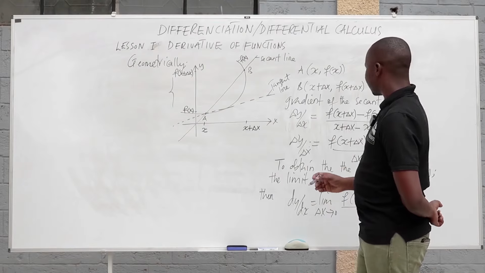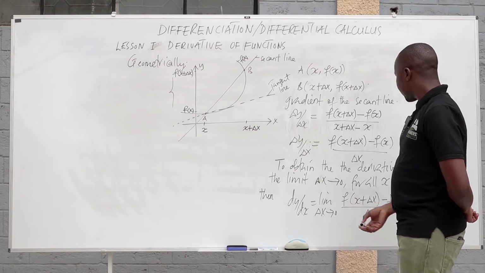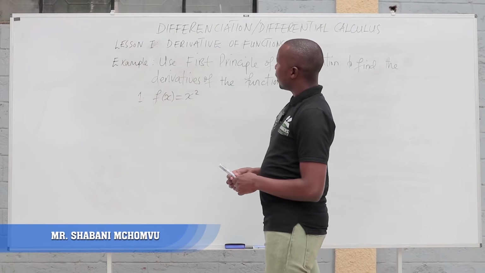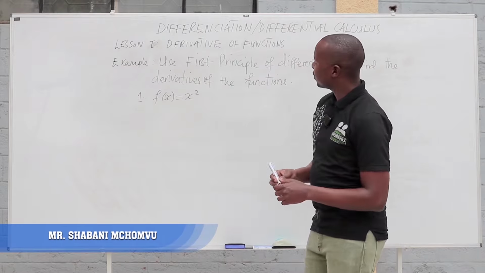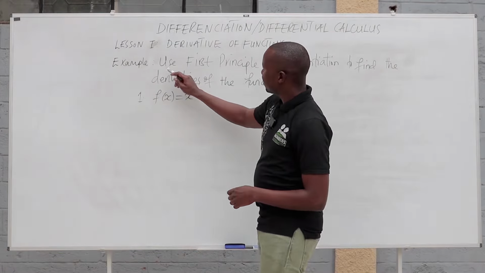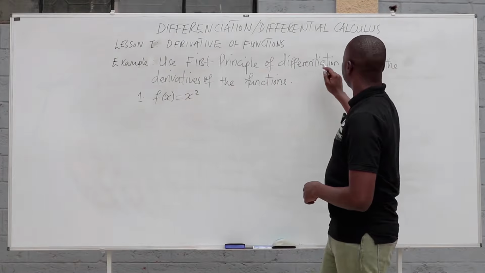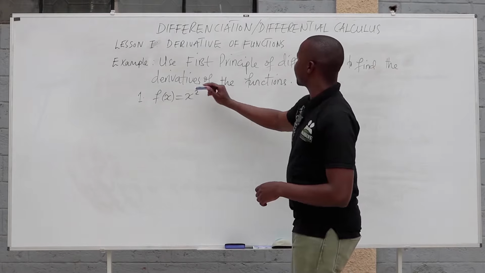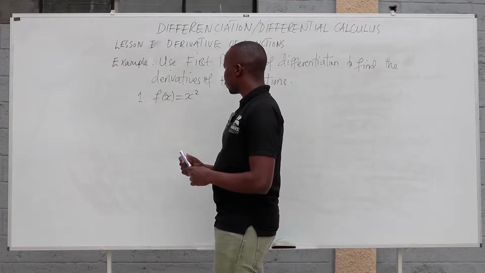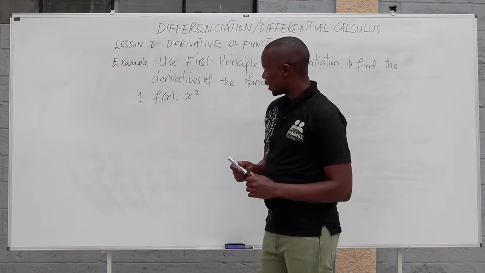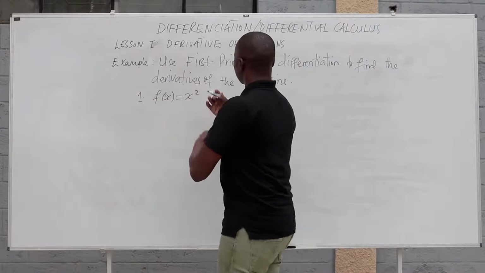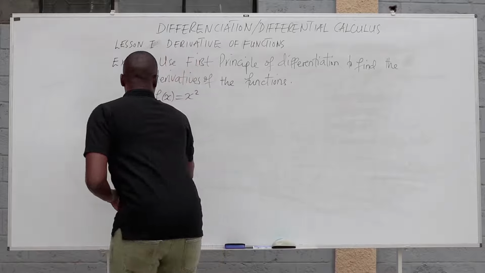And now let's see the examples. How do we apply this? Let's switch to the practical examples on the application of the first principle of differentiation. The question says, use first principle of differentiation to find the derivatives of the functions. So function number one, we have f of x equals x squared. From here, we can try to collect the details.